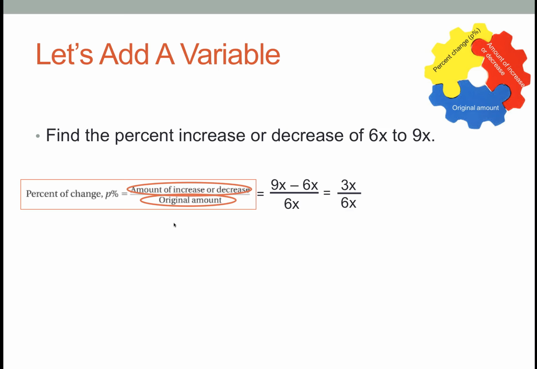If we work through this math, we get 3x over 6x. The x's will cancel each other out because we're dividing; x over x equals 1. Then I simplify 3 over 6 to be 1/2. Now we need to change that fraction into a percent. Let's change 1/2 into a decimal first, which is 0.50. Now we can change it into a percent, which is 50%. So the answer is a percent increase of 50%.